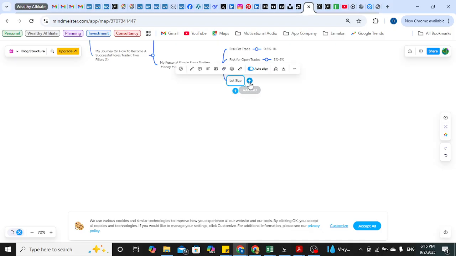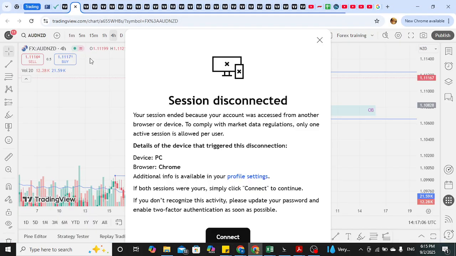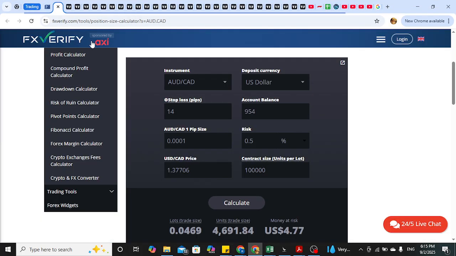The lot size is really dynamic. So whatever the above allows. Okay. So to do that, let's go and I'll show you. This is the calculator that I use. It's from FX Verify and it's for free.